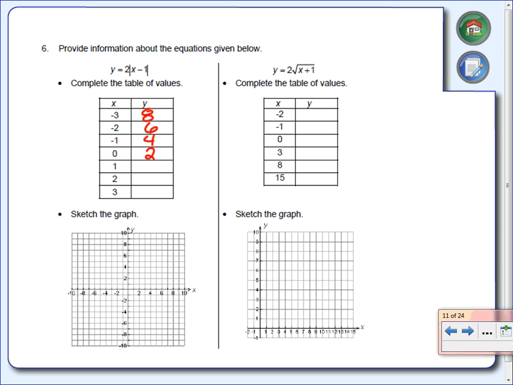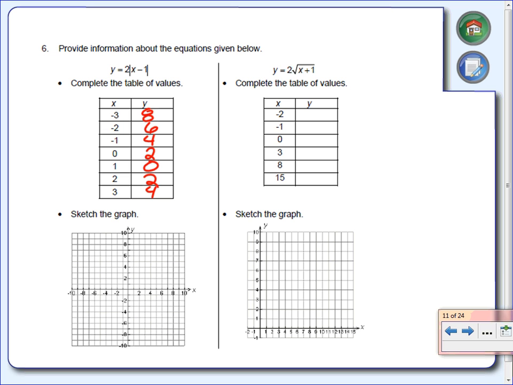Anybody got the next y value? What should go right next to 1? 0. Right next to 2 is a 2. And then right next to 3 is 4. If you didn't get those numbers, you need to fix them. Those are the correct numbers.